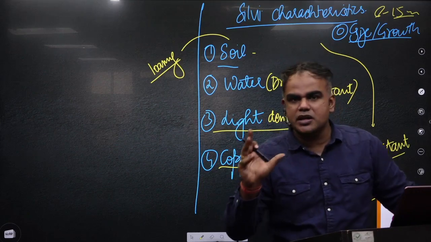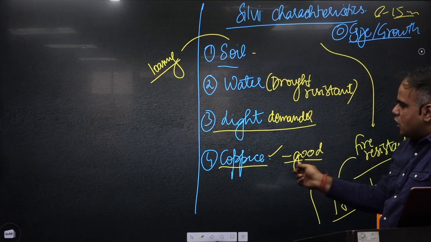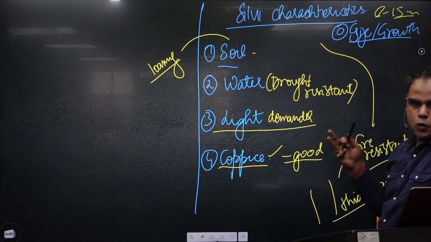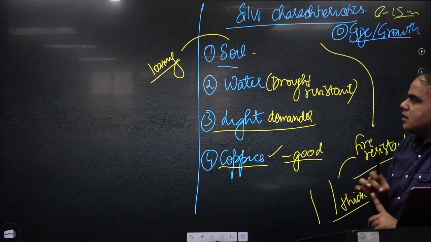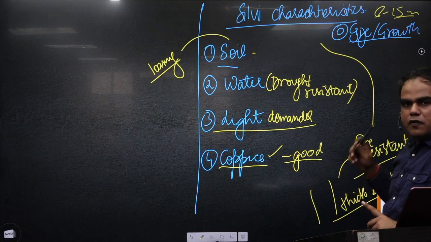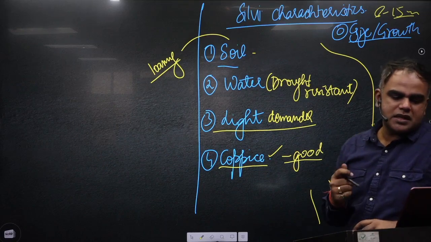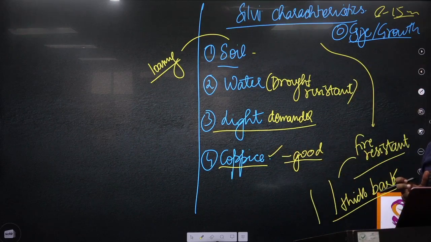If you remember the tough conditions: fire resistant, light demander, drought resistant, even in tough soil conditions, coppicer, this you can know. And generally when you see the silviculture characteristics, this is what is asked: how soil, water, light, coppicer or not, fire or frost, etc. So these are the few things that one gets to understand and know. So I hope this part is clear.